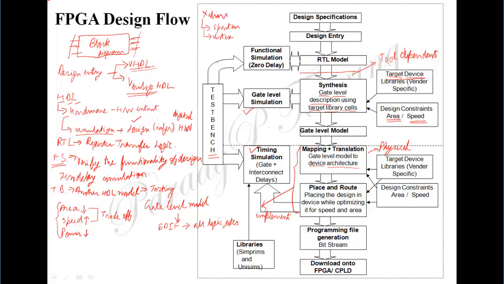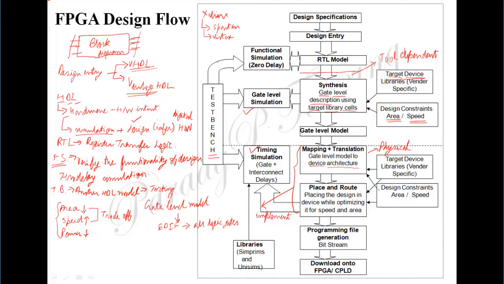So it maps the gate level model to the device architecture. Further than that, it goes for placing and routing the design, placing the design in the device while optimizing it for speed and area. Now here also the two things which we have taken into account for synthesis will take place in mapping and translation and placing and routing. That is, the choice of design constraint which we have chosen at the time of synthesis, for example area, will be repeated over here.